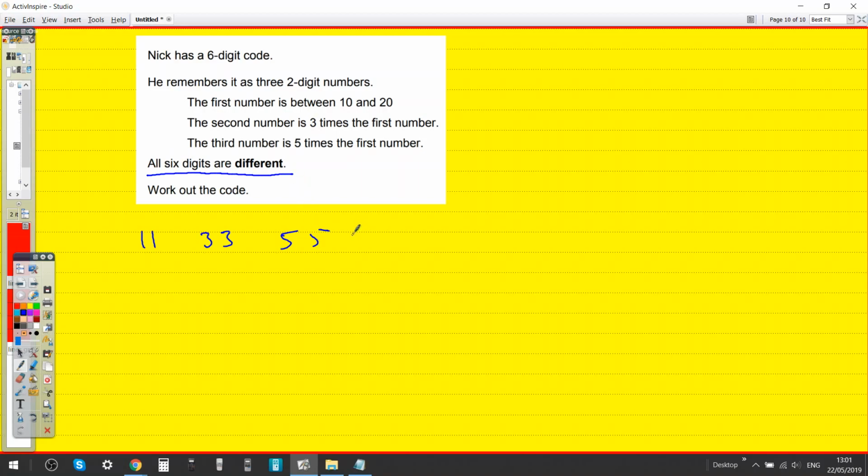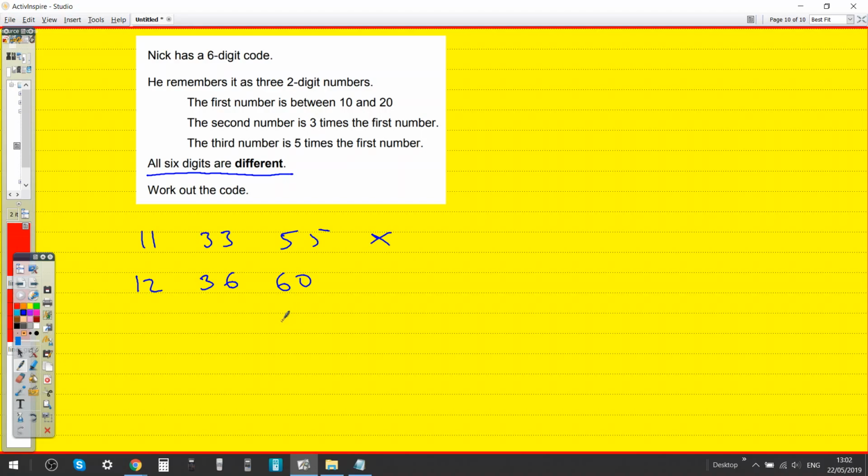All 6 digits are different. Right, so it's not that. Okay, so let's try 12. Second number is 3 times the first number, 3 times 12, that's 36. Third number is 5 times 12, which is 60. But again, we've got two 6s, so that's not it.